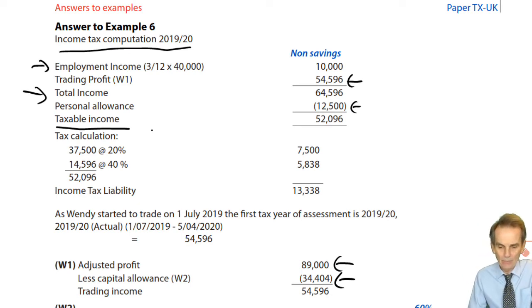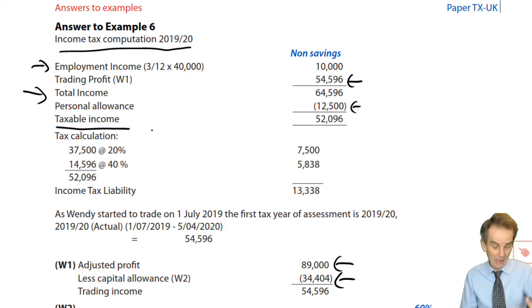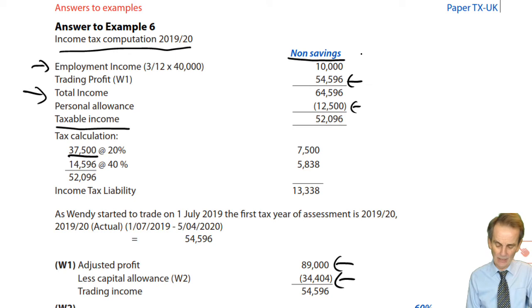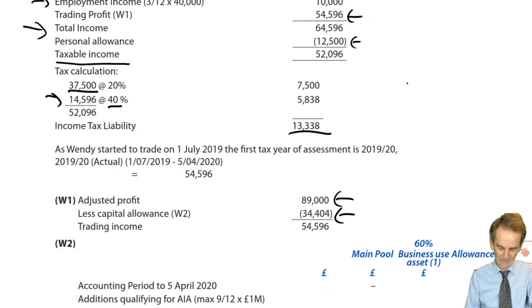Tax calculation. No information about gift aid payments or personal pension contributions, and therefore the basic rate band limit stays untouched at its normal £37,500 figure. At 20%, all of our income, of course, as we've already identified, is non-savings. I haven't therefore bothered with a total column here because there isn't anything other than non-savings. The balance is in the higher rate band. Calculate your tax at 40%, add it to your basic rate, get your income tax liability.